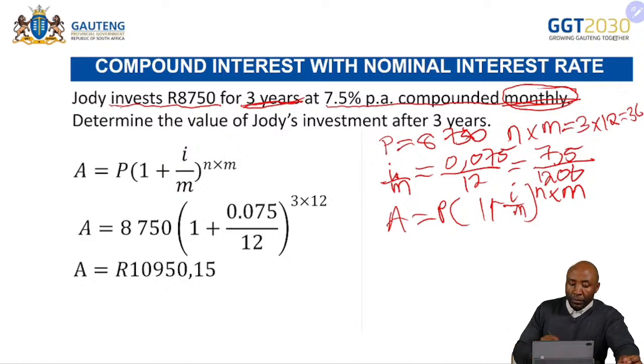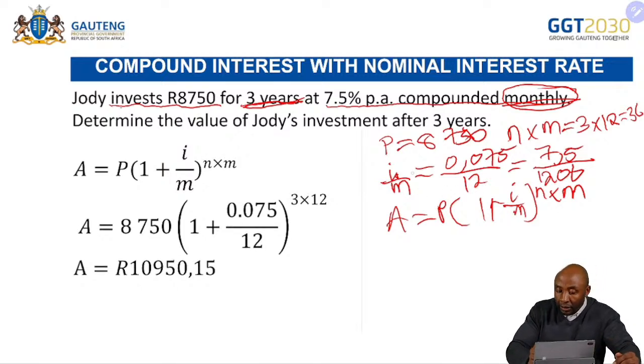Now, sometimes you'll be asked to calculate the monthly interest rate. So in this case, the monthly interest rate is what we get as our I over M there. So it means the monthly interest rate becomes 0.075 divided by 12, or 7.5 over 12. That will be your answer.